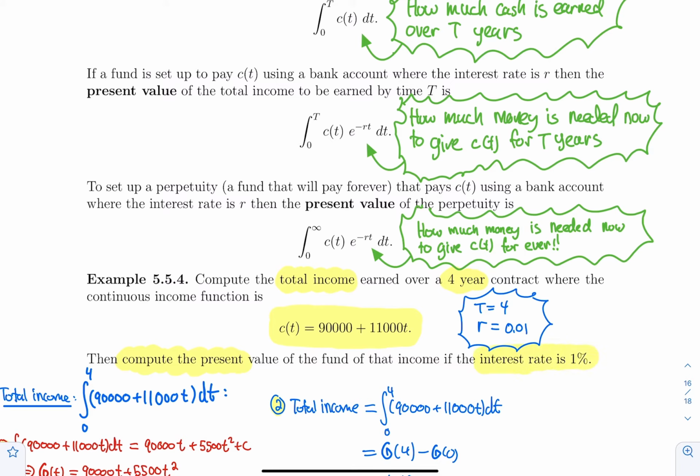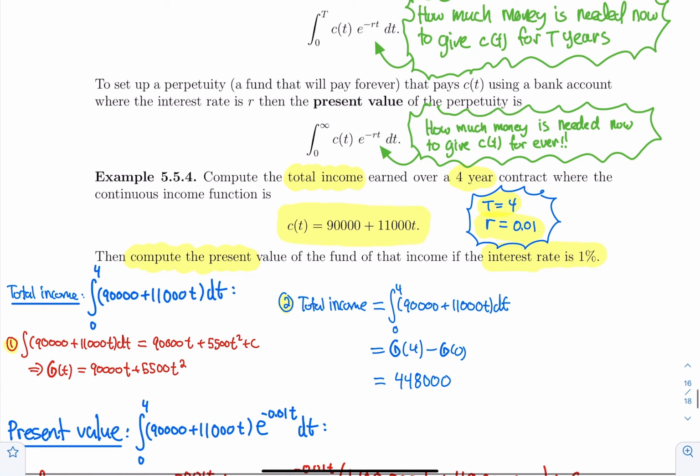So first, the total income is the integral of c(t) from 0 to 4. Again, when you're computing a definite integral, the first step is you just forget about the bounds. Let's just compute a family of antiderivatives for 90,000 plus 11,000t. So you're going to get 90,000t plus 5,500t squared plus C. So if you want one primitive, let's say big G of t, let's use 90,000t plus 5,500t squared.